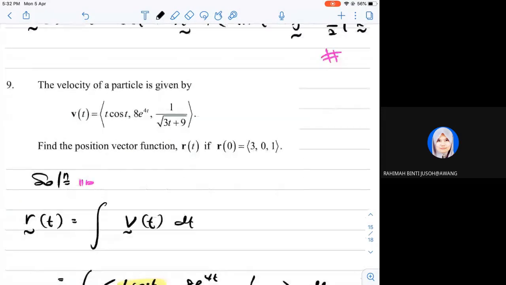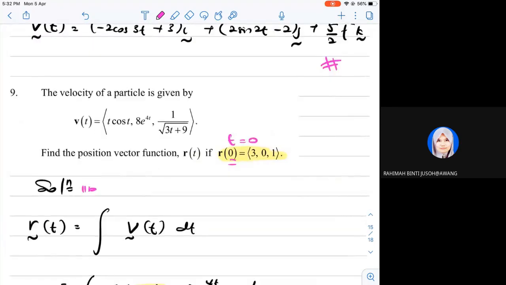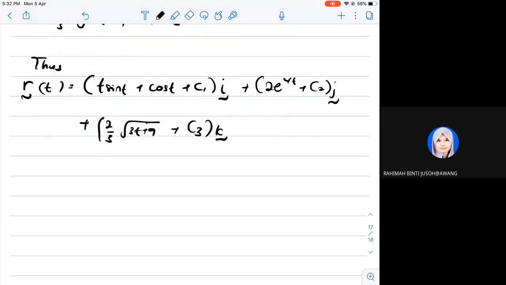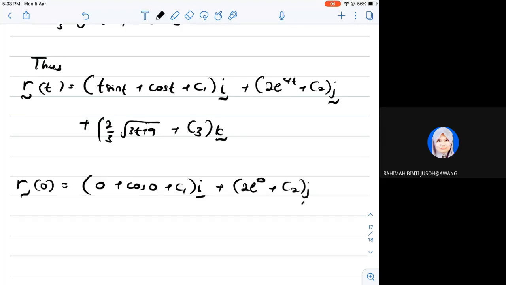Because they gave r(0) when time t equals to 0. So you have to substitute t equals to 0 into our r earlier so that we can compare. So substitute t equals to 0. Let's calculate r(0): 0 plus cos 0 plus C1 i, plus 2 exponent 0 plus C2 j, plus 2/3 square root 3 times 0 plus 9 plus C3 k.